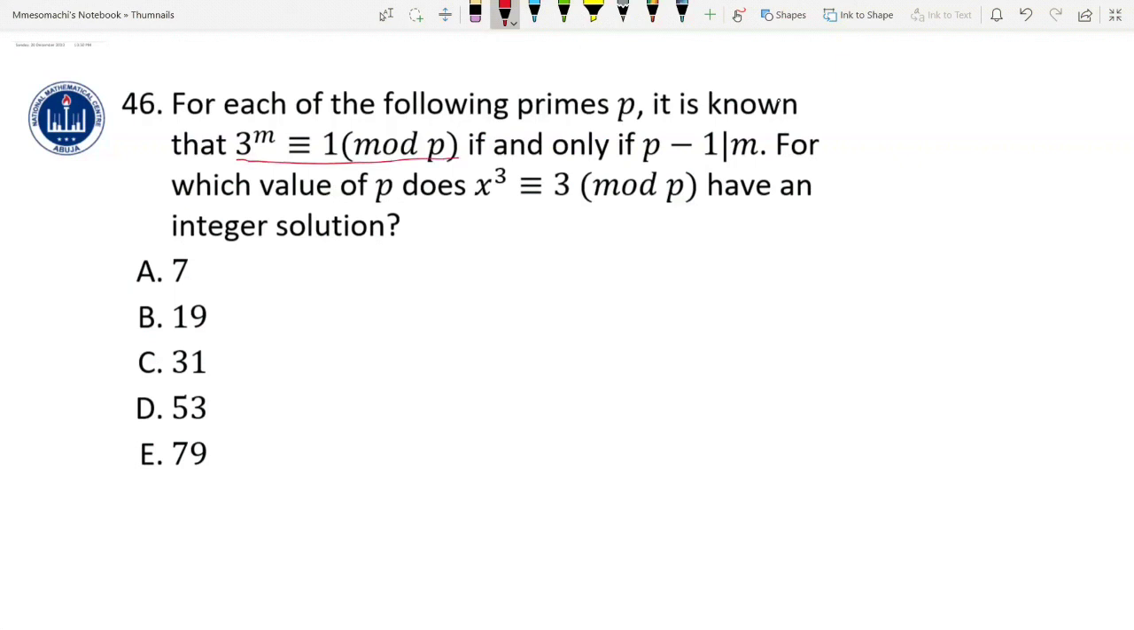A good thing about this, 3 raised to the power m congruent to 1 mod P if and only if P minus 1 divides m, which I won't prove in this video, but you can try proving it on your own, is that it shows that each modular residue in P, that's 1, 2, up to P minus 1, apart from 0, can be expressed as a power of 3 mod P. So we're just dealing with the set of integers.